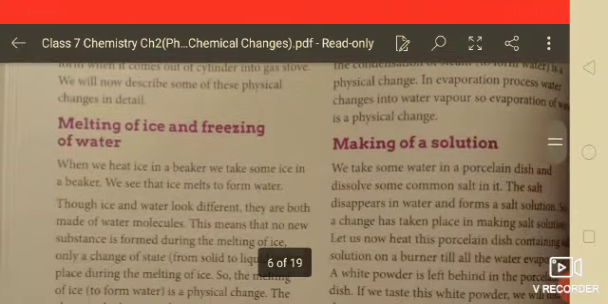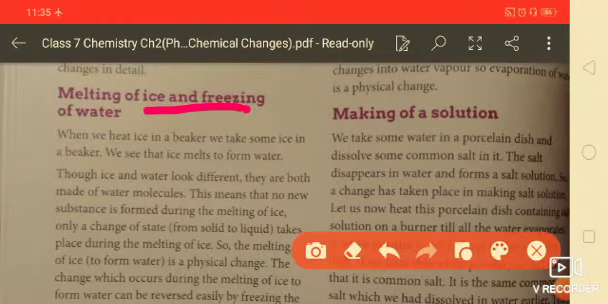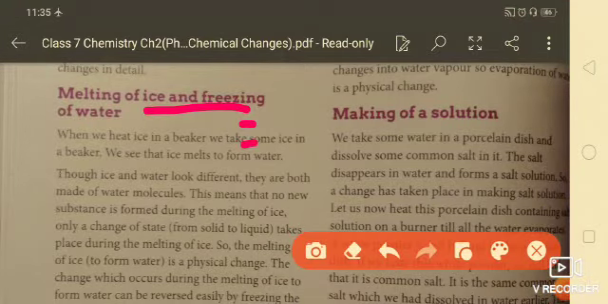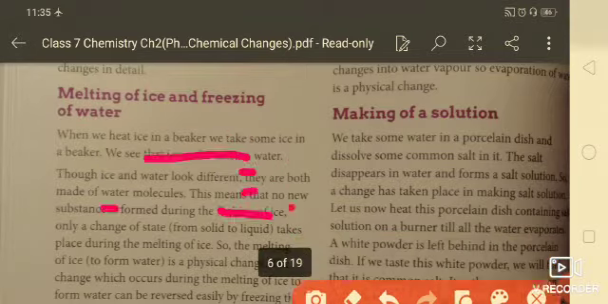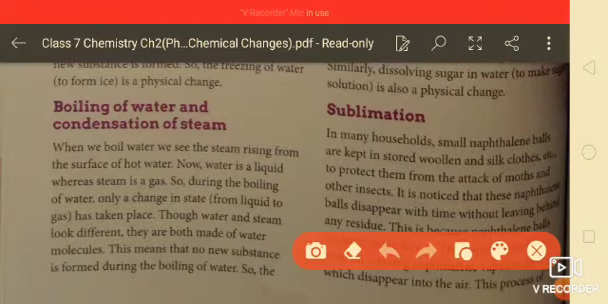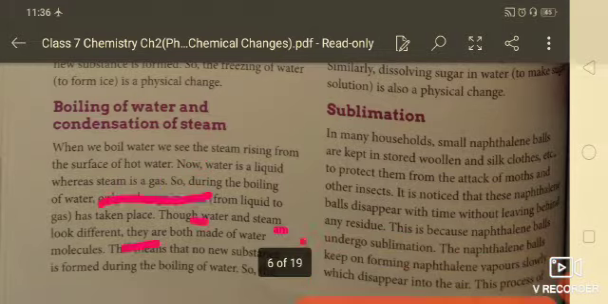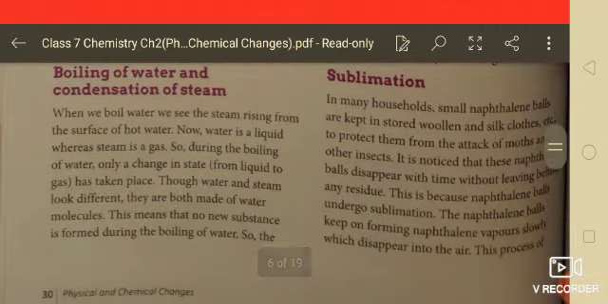Now the next heading is melting of ice and freezing of water. See here, we take some ice in a beaker and heat it, and we see that the ice melts into water, and when this water is frozen, it is converted into ice again. So this is a physical change. The next one is boiling of water and condensation of steam, which is also a physical change. When we boil the water, we see steam rising from the surface of hot water. Water is a liquid, whereas steam is a gas.